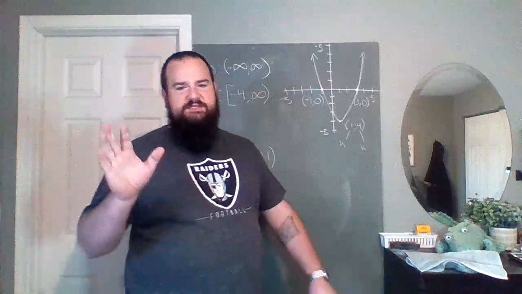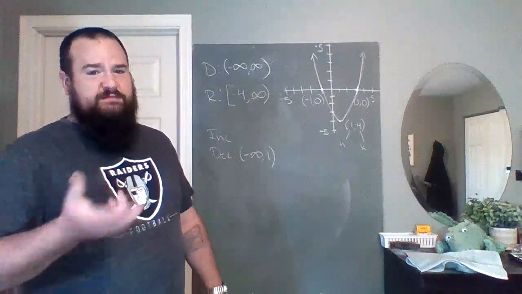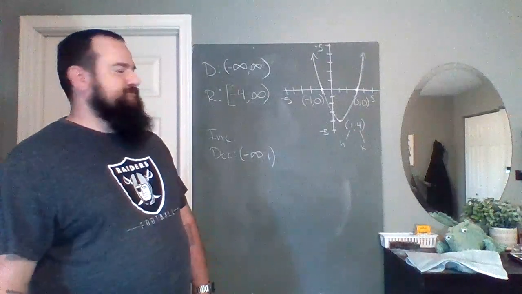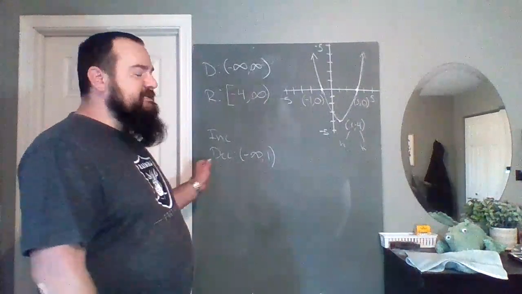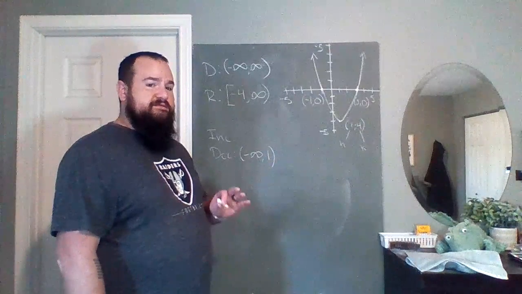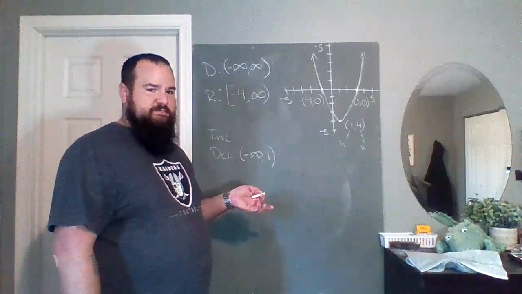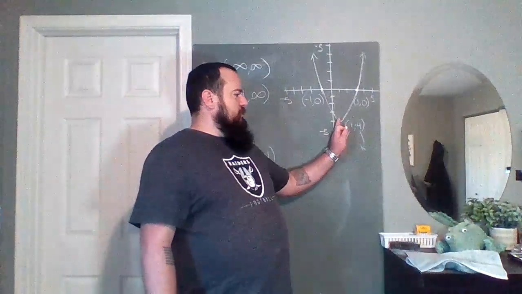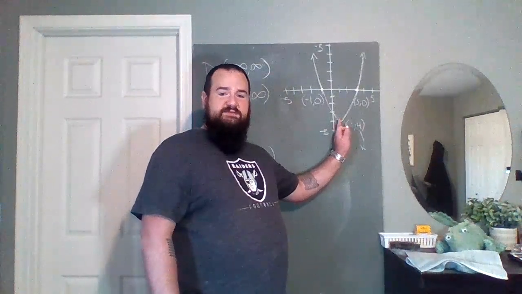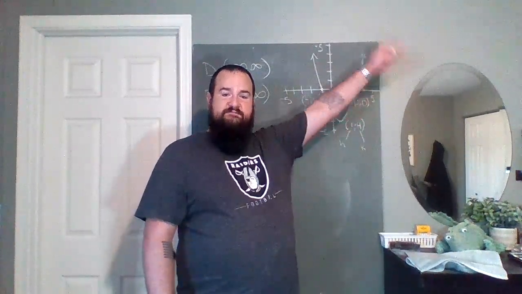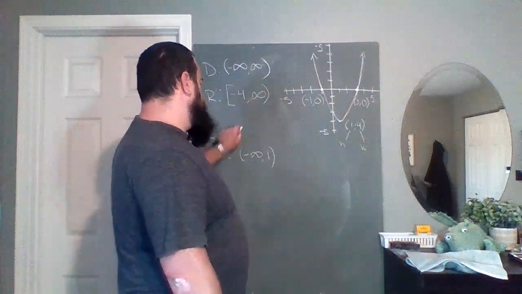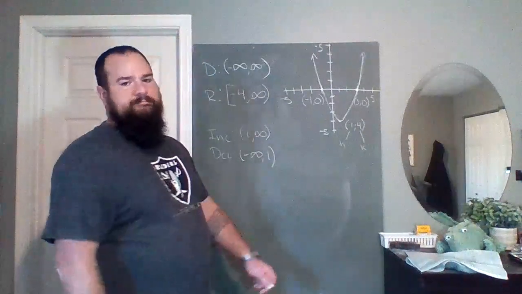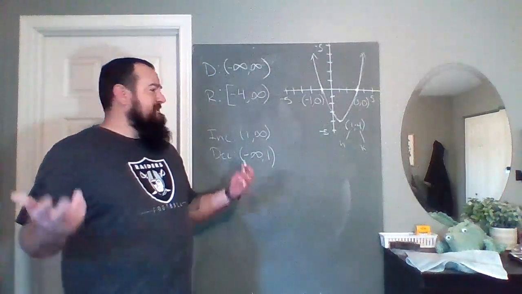And increasing and decreasing always gets parentheses. It's something I never mentioned earlier, but I want to mention now. Increasing and decreasing, always parentheses. So if it is decreasing from negative infinity to 1, that doesn't necessarily mean it's increasing the rest of the time, but in this function, it is. So, and if we look at it, right, at 1, at that vertex, it starts increasing, and it increases forever. So then it's increasing simply from 1 to infinity. And there you have it.